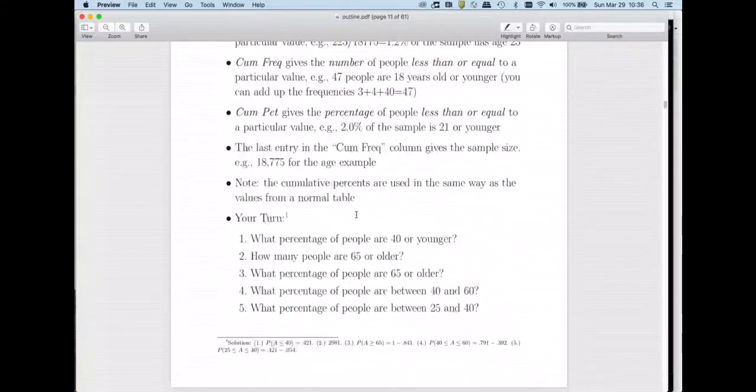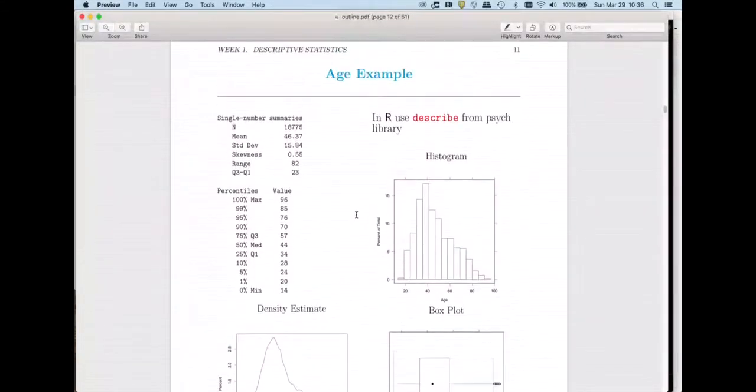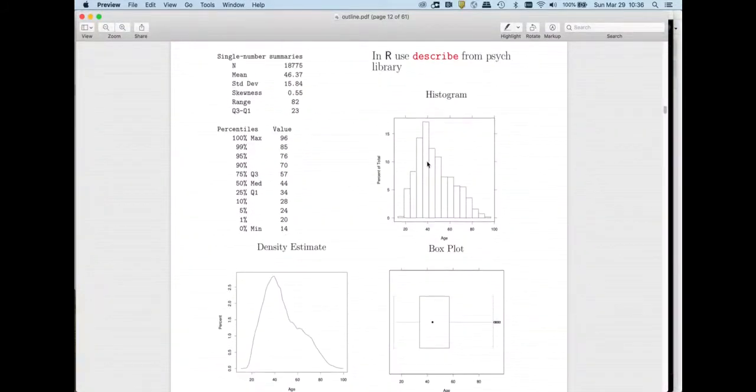Let's go look at some histograms of this. So this is a picture of the age distribution. And remember, we interpret area. There's more area in the smaller values than in the larger values, indicating that there are a lot more people in this 30 to 60 range than there are in the 60 plus range of this distribution, because the area is smaller.